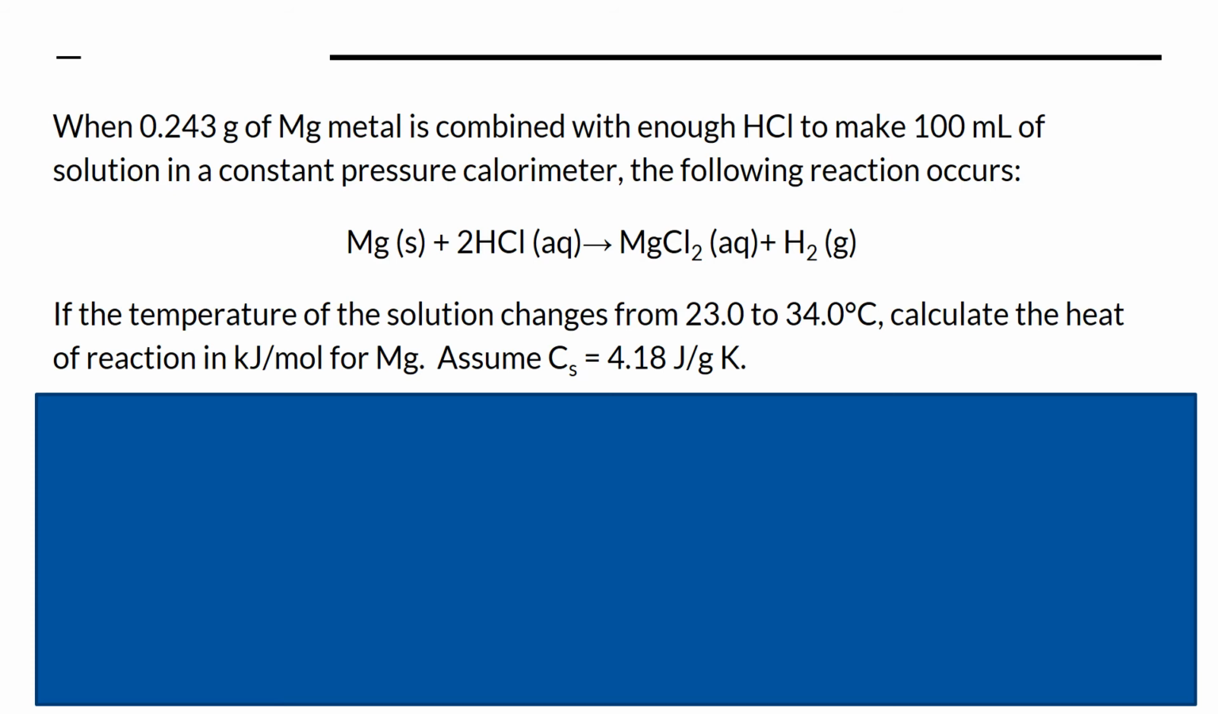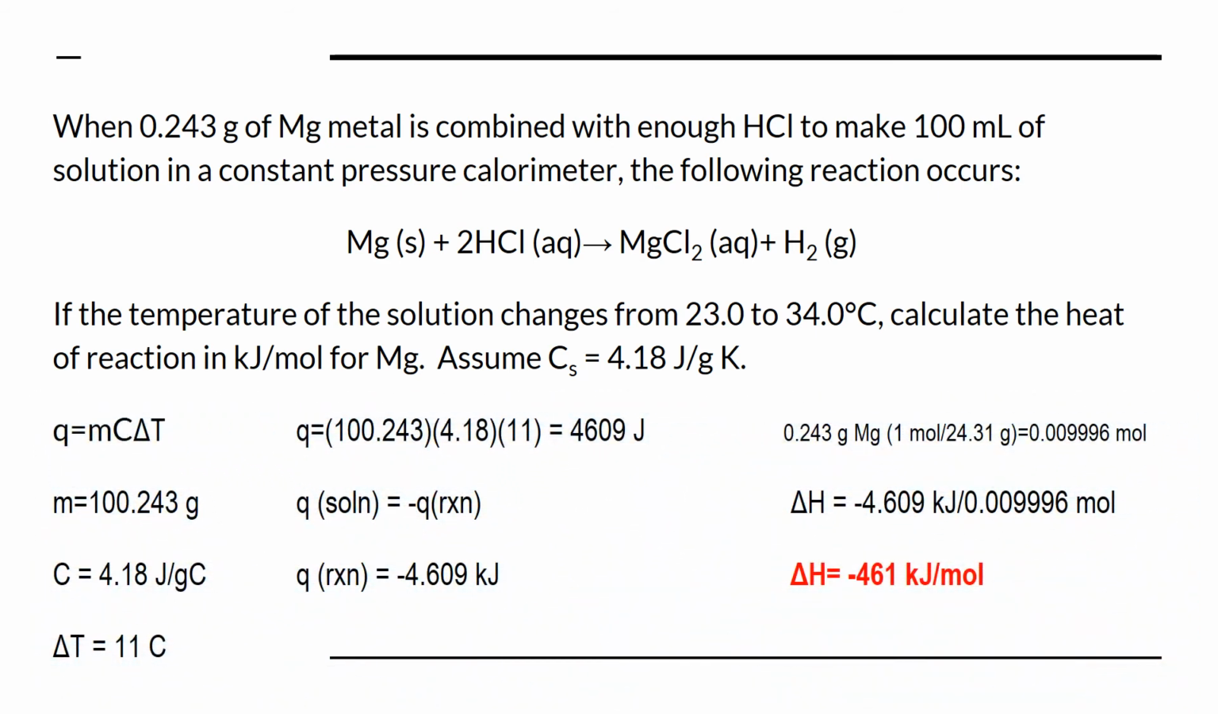So first thing you're going to have to do is find the mass. The mass in this case, and this is very important, you're going to do this with all calorimetry problems unless it somehow tells you the total mass, you need to add up the two masses. So you have 100 plus 0.243. That's your mass. Your C value is 4.18. Your delta T is 11 degrees Celsius.